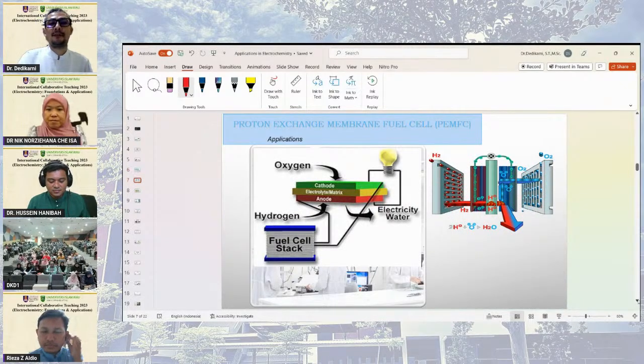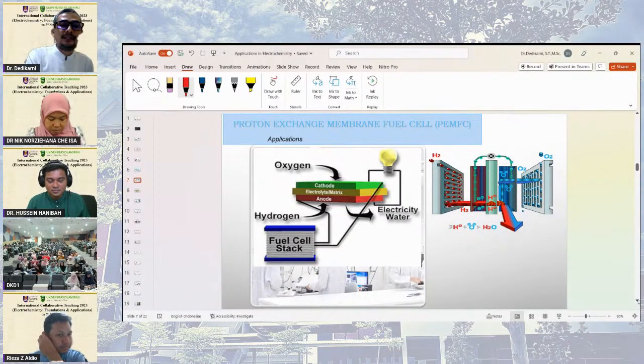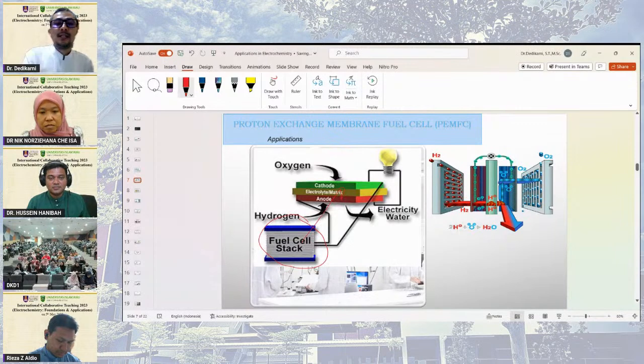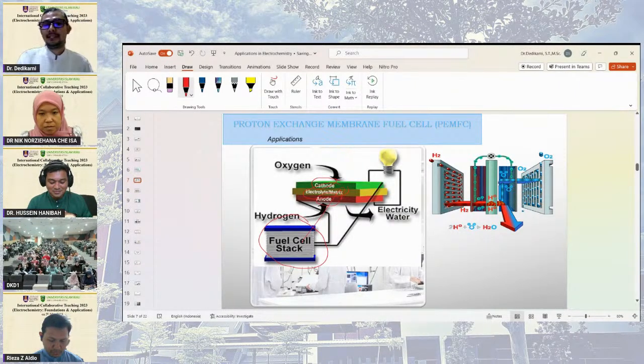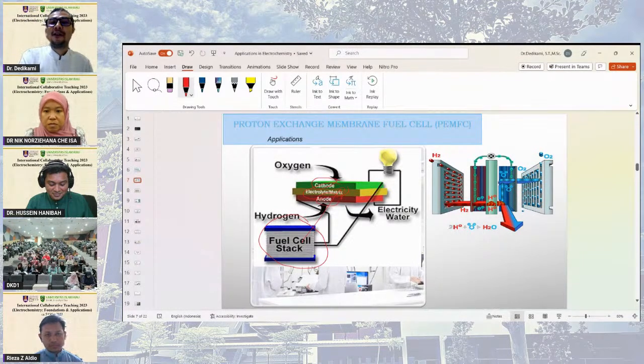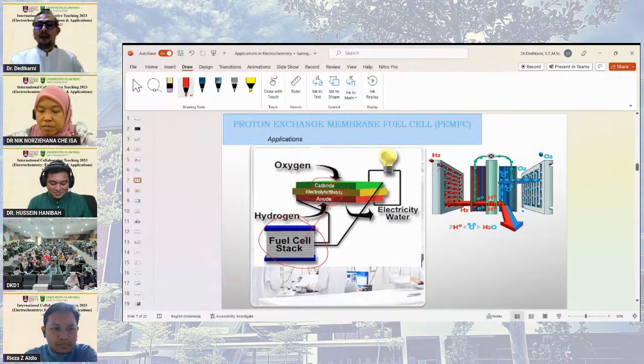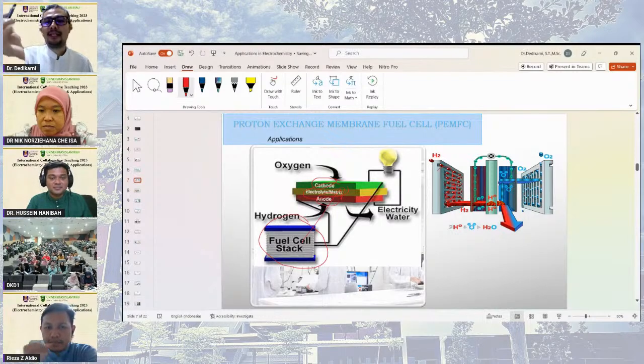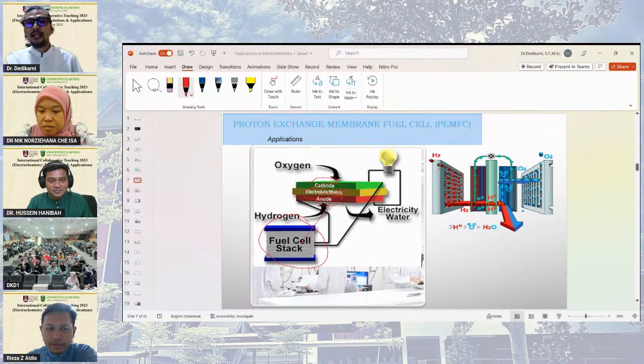This is the proton exchange membrane fuel cell. We can see this is the fuel cell stack. One fuel cell stack consists of a single cell, minimum. One single cell consists of cathode, electrolyte, and anode to produce electricity. If you want more electricity, you can add more single cells. This is the mechanism. Hydrogen distributes in the bipolar plate, and then meets the catalyst to split into H plus and electron, and then the electron continues to go to the cathode side.